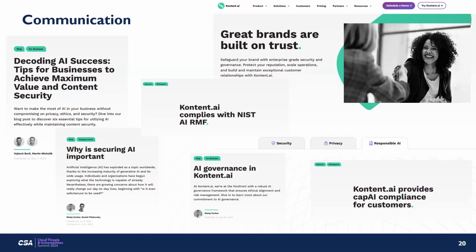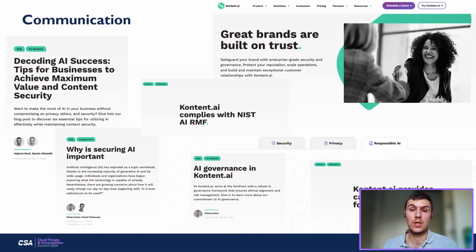So I would say that this is very important, and I would stress that we all take that exercise and communicate about the best practices of secure and responsible AI development. These are just some of the examples that we produced in our blog or in other media.